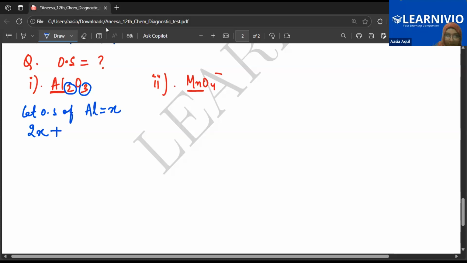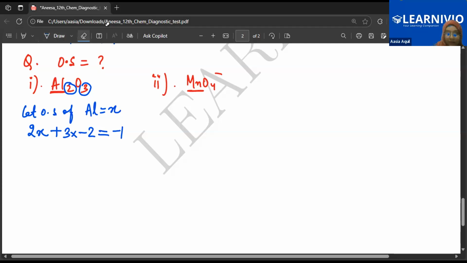So 3 into, and what is the oxidation state of oxygen? Yes, Aneesa? Minus 2. Yeah, so minus 2. And basically this is equal to the total charge. Now you can see this is a neutral atom. There is no charge, right? If there were a negative charge of -1 over here, you would put it equal to -1. But there is no charge over here. This is a neutral atom, a neutral molecule you can say.